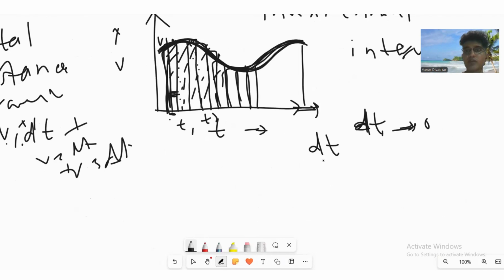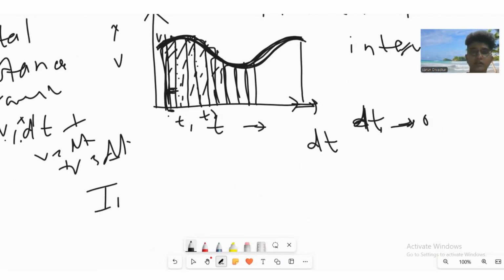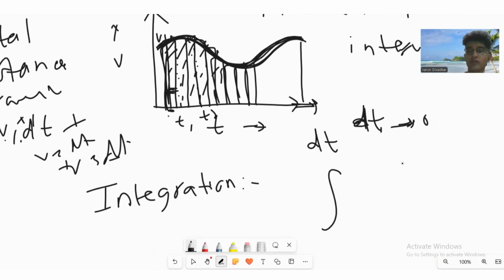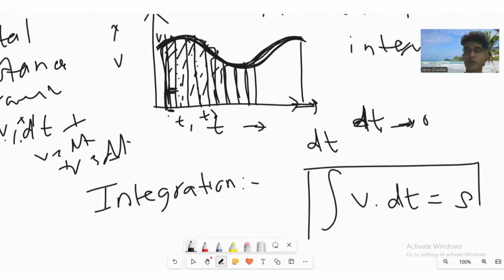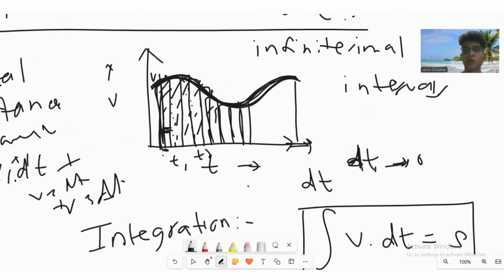So this branch of calculus is called integration and is represented as the integration of velocity multiplied by dt, right? That gives you the distance, right? There are two types of integrations, definite and indefinite. We can cover that later, maybe in later videos, but this video is more for understanding the concept. So I hope the concept is clear, right?